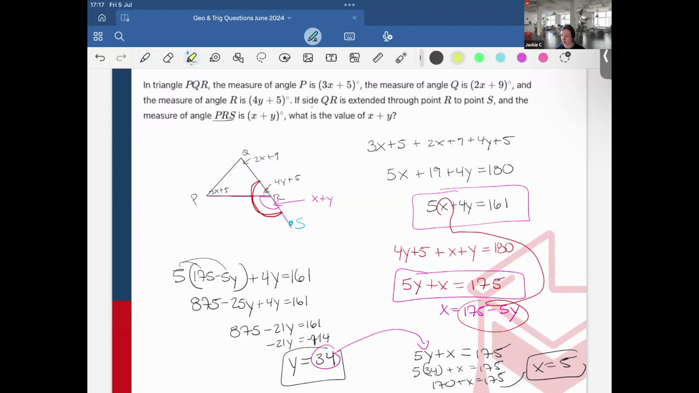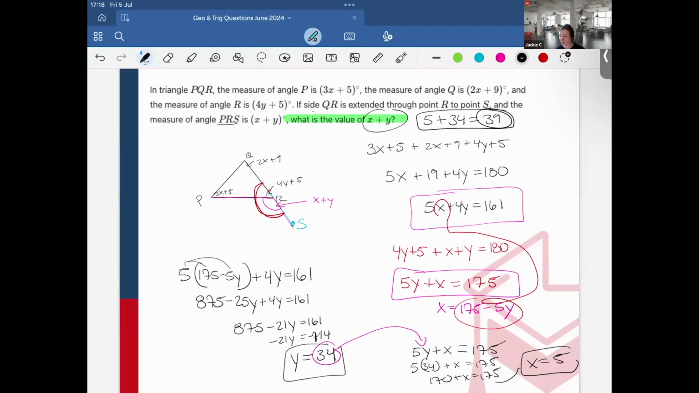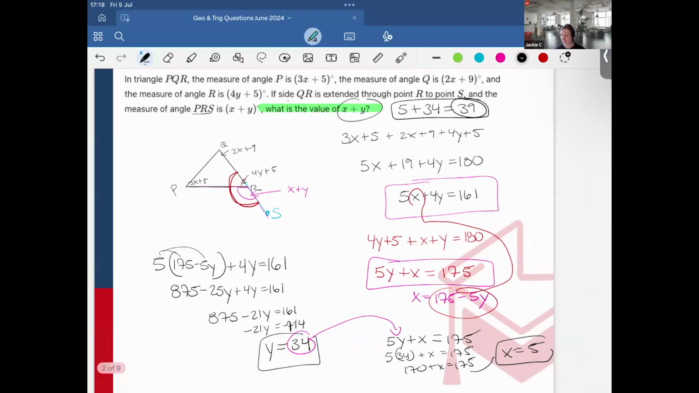And remember, we are asked for the value of x plus y. So x plus y is going to be x is 5 plus 34, and that is equal to 39. And that is what I would type into the answer sheet. Okay, so that one was amazing.